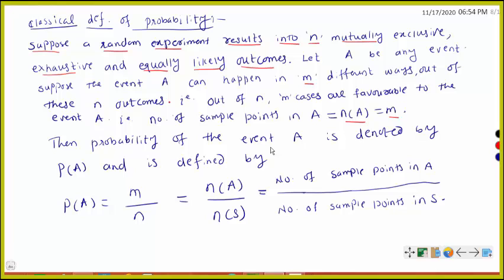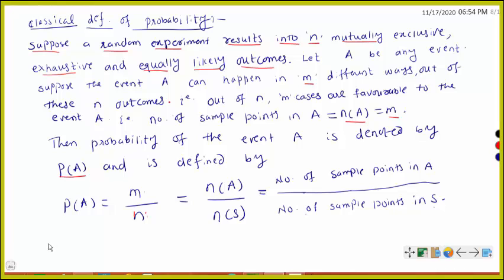Then the probability of the event A is denoted by P of A. This is the notation. P of A is the probability of the event A and is defined by P of A is equal to m by n. What is m here? m is the number of ways in which the event A can happen. What is n here? n is the total number of outcomes, that is, the number of sample points in S, n of S. This is the definition of probability.